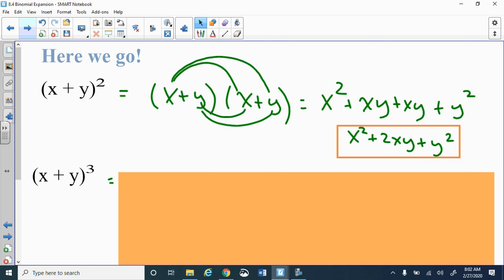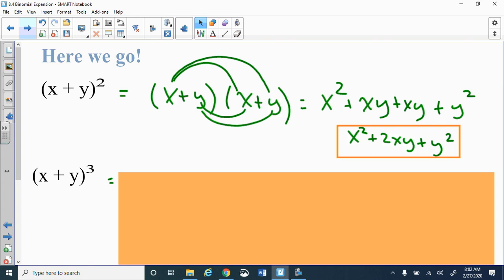All right, so either you remember that nice shortcut that says square the first, twice the product of the two, and square the last, and you didn't have to expand it by hand, or you wrote x plus y twice, and you distributed the x and you distributed the y, and you got that. So that was our first binomial expansion of the day. Let's go ahead and do it again.